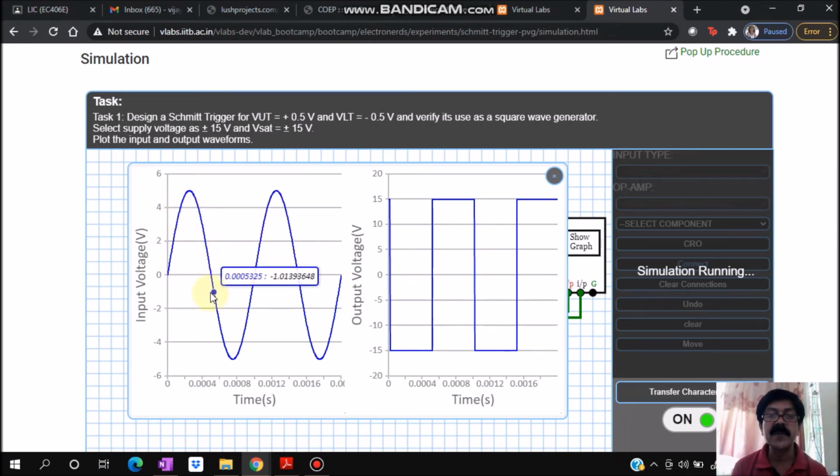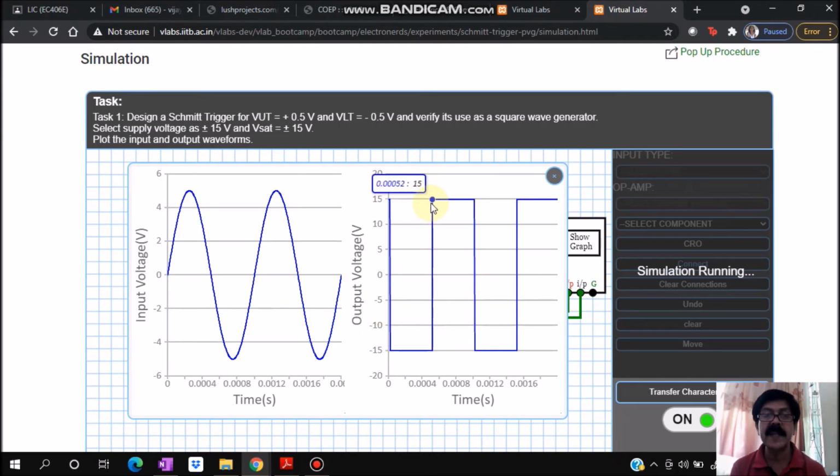When it goes below minus 0.5 there should be a change in the output. So minus 0.5 occurs at, let's say, roughly about 0.005175. Okay, so does it occur here? Let's see. Here this is at plus 15 and it goes to minus 15 at a point 0.00175. Similarly, it goes from minus 15 to plus 15 at 0.0052.